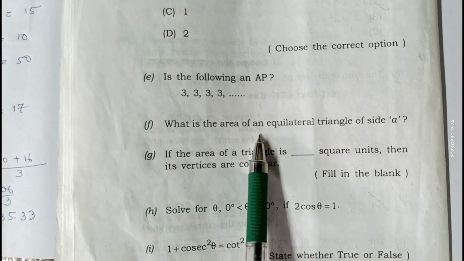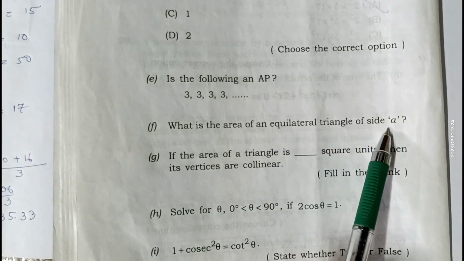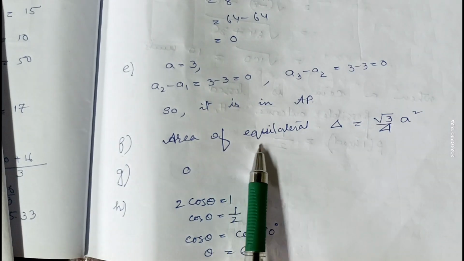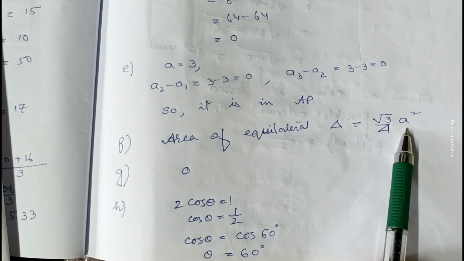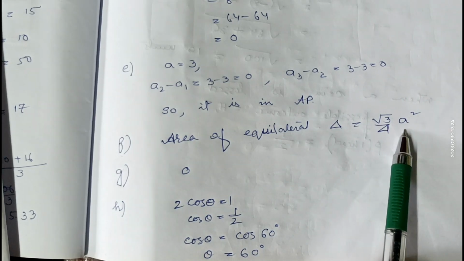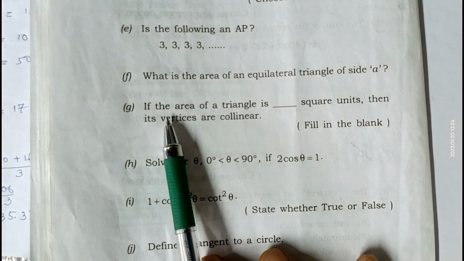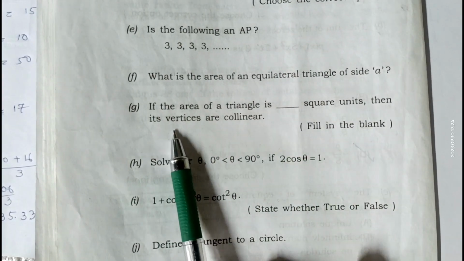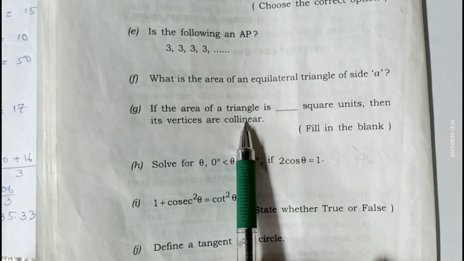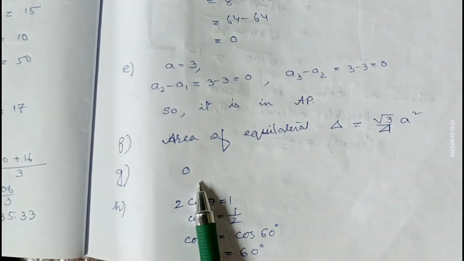Question number F. What is the area of an equilateral triangle of side A? We know the area of an equilateral triangle is root 3 by 4 into side square. Here side is A, so answer is root 3 by 4 into A square. Question number G. If the area of a triangle is dash square units, then its vertices are collinear. Since vertices are collinear, therefore area must be 0. So answer will be 0.